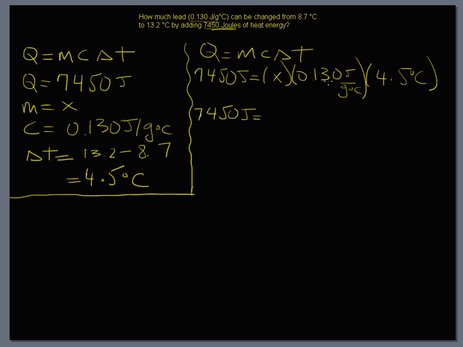So let's have a little look here. No value here, that's our unknown. 0.130 times 4.5 gives us 0.585. Now let's look at what unit we have here. We have joules over grams degrees Celsius. We have a Celsius here and a Celsius here, so they will cancel, and we are left with joules over grams times x, because this is our unknown.